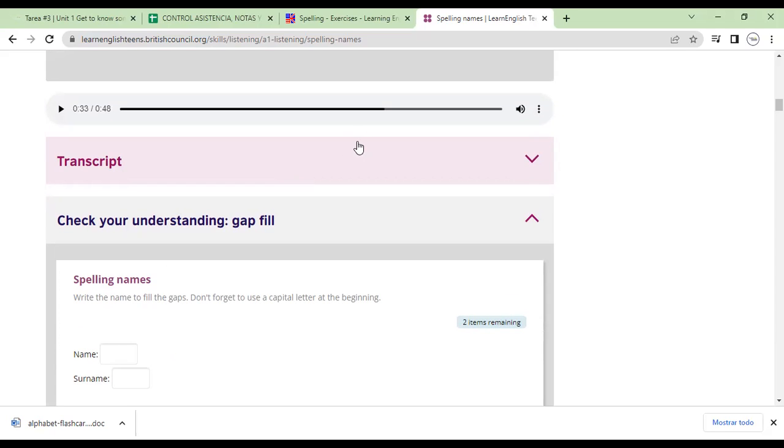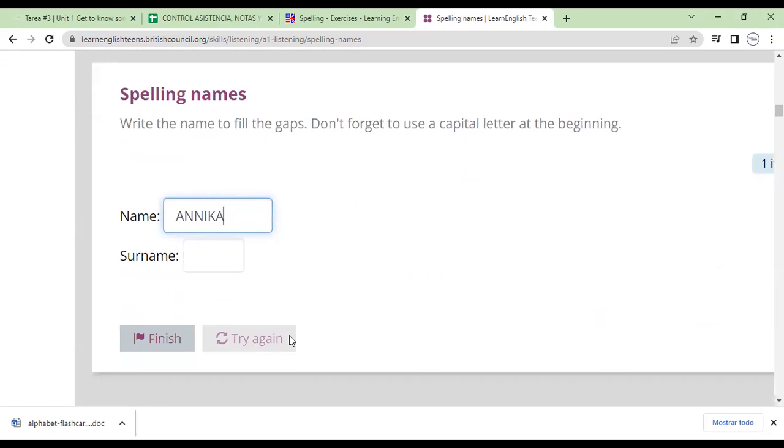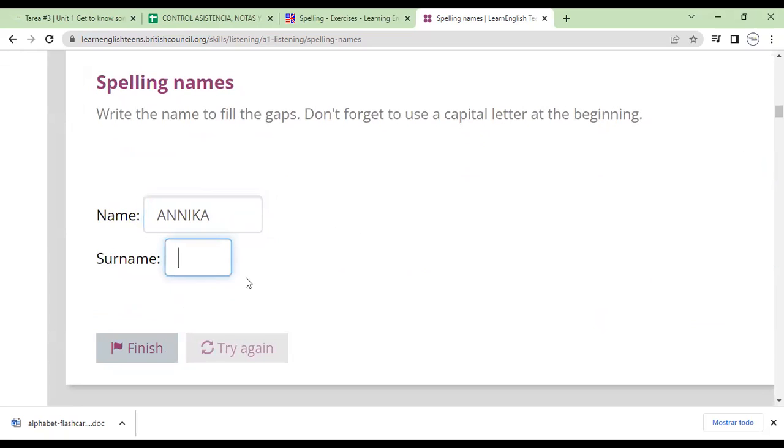¿Lo obtuvieron? Yes. Yeah, how do you spell her name? A. So her name is Annika. Yes or no? Yes. Annika. Now, what's her surname? R. E. E. S. So her surname is Reeves. Reeves.